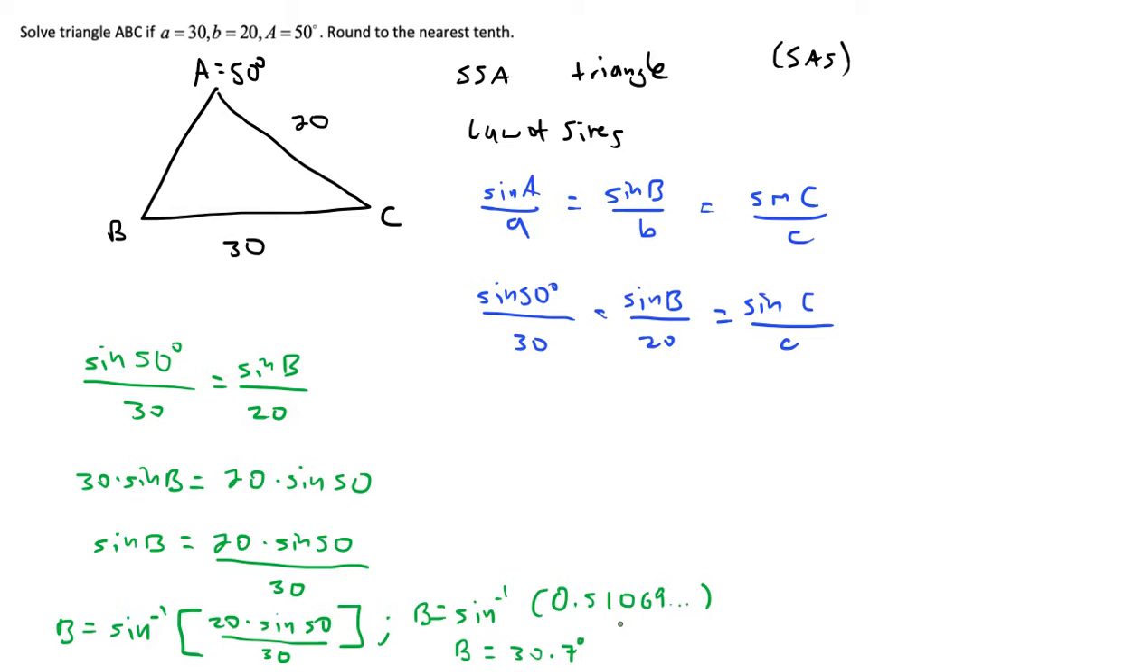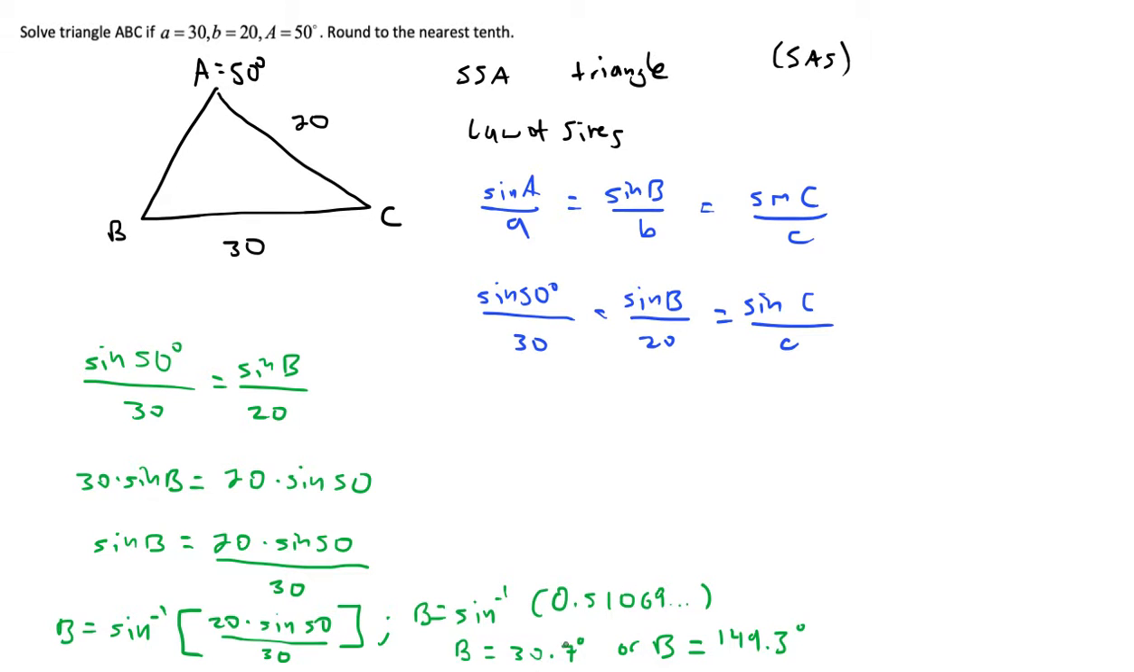But here's the thing. Remember, sine is positive in the first and the second quadrant. So there are actually two values where sine could equal 0.51. The other one is we'd have to subtract this from 180. So it's possible that B could be 30.7 degrees, or B is going to be 180 minus this. Remember, we're just rounding this, so 149.3 degrees. For example, if you hit sine of 30.7 on your calculator, we should get something close to this number here. And similarly, if you hit sine of 149.3, we should get something close to this number.